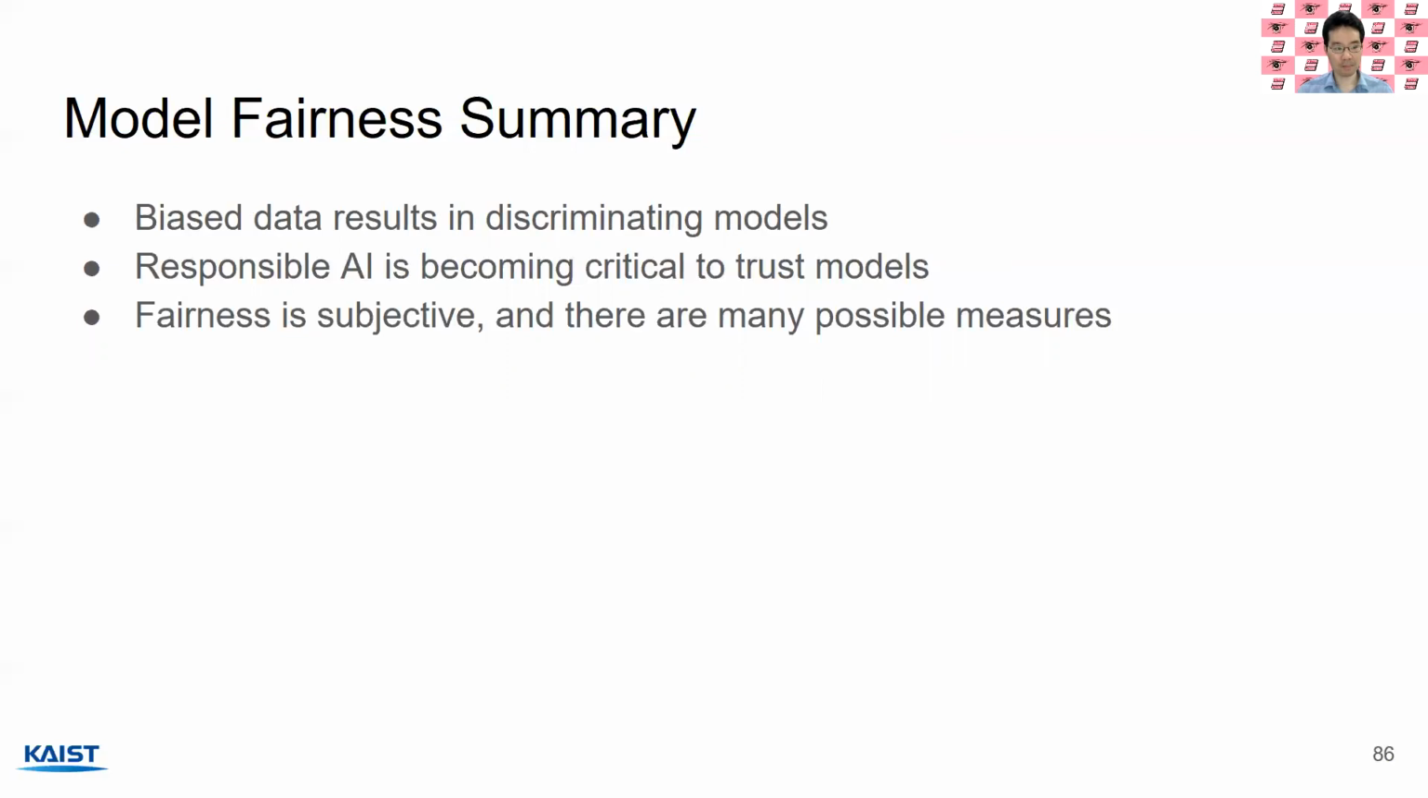In summary, biased data results in discriminating models. Responsible AI is this new notion that's becoming critical, where you want to guarantee fairness and robustness to train models that are more trustworthy. I covered several representative fairness measures, and you can see that fairness is a very subjective term, and there are actually many possible measures, even beyond the ones that I just covered. This is an active area of research.